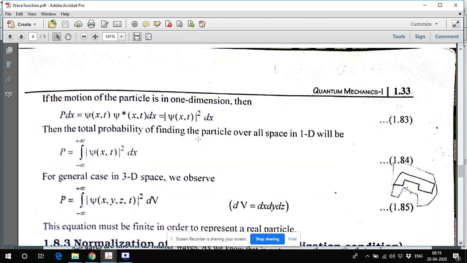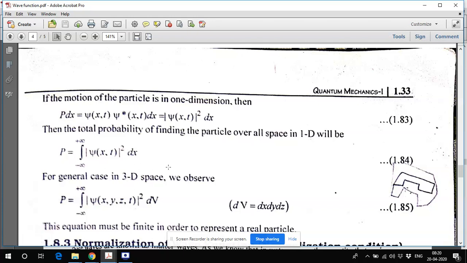So what does this mean? Suppose my particle is moving in one dimension, then I multiply P with dx. If my particle is moving in three dimensions, then I multiply this quantity P with dV. So if my particle is in one dimension, I have |ψ(x,t)|², there is only x, no y, no z, multiplied by dx, and I integrate this quantity from minus infinity to plus infinity, and this will give me the probability of finding the particle in all space in one dimension. However, if you multiply with dV and take ψ for x, y, z, and t, all dimensions, then if I integrate it, this will give me the probability to find the particle in all 3D space.